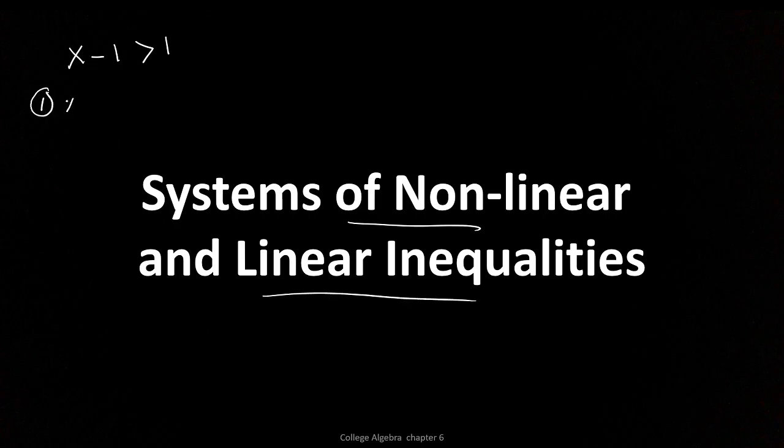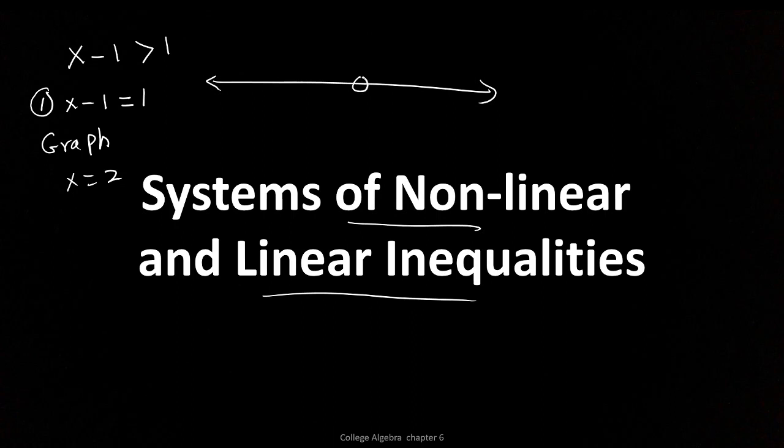First, you turn it into an equation, regardless of whether equality is included or not. Just turn it into an equation. Then graph it. Okay, so here you go. So x minus 1 equals 1, so x equals 2. Now here we have only one number line, so I'm going to graph it. There you go, that's 2, and it is an empty circle because equality is not included.